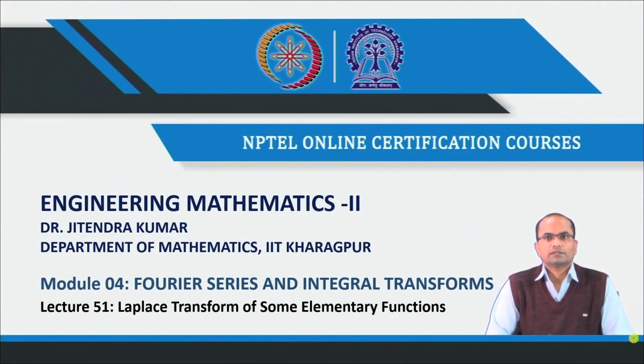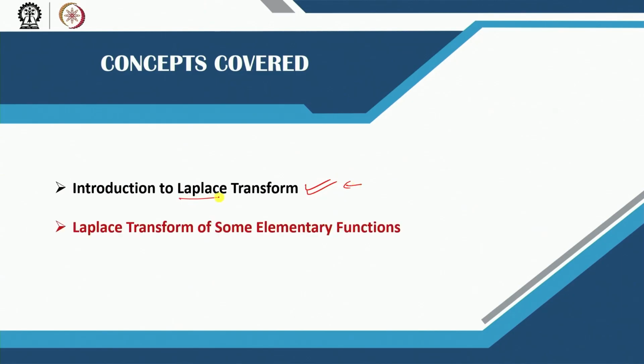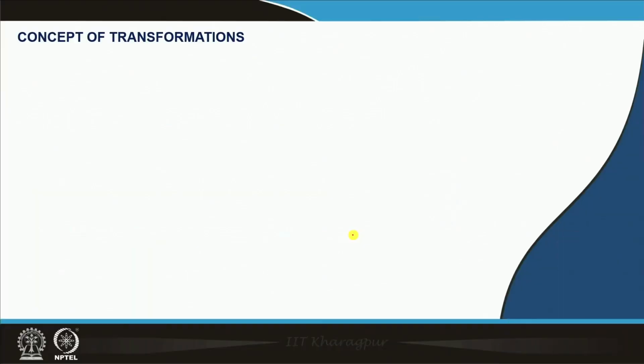Welcome back to lectures on engineering mathematics 2. This is lecture number 51 on Laplace transform, and today we will be talking about the Laplace transform of some elementary functions. First, after introducing the Laplace transform, which is similar to what we have done in the Fourier transform, the Fourier transform and its application is already done in previous lectures. Today this is a new transformation which we call the Laplace transform, and in this lecture we will be talking about how to find the Laplace transform of some elementary functions.